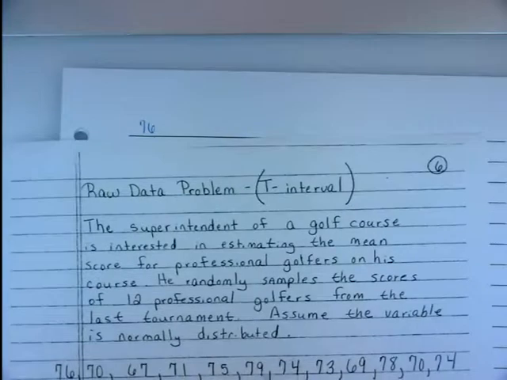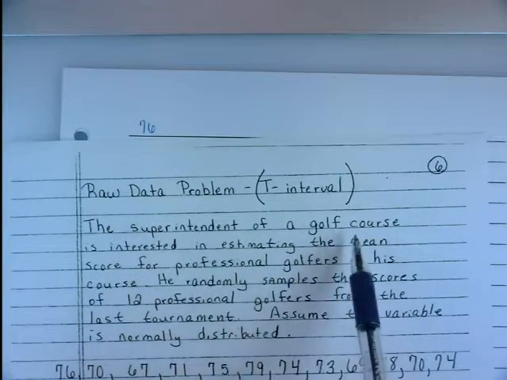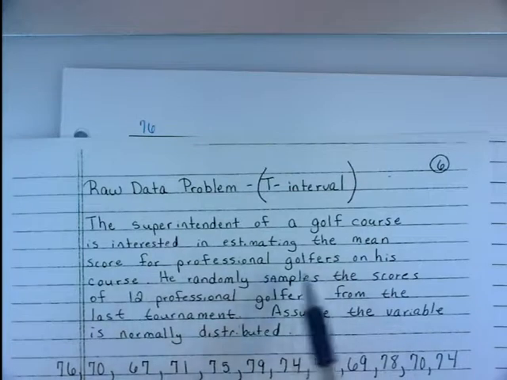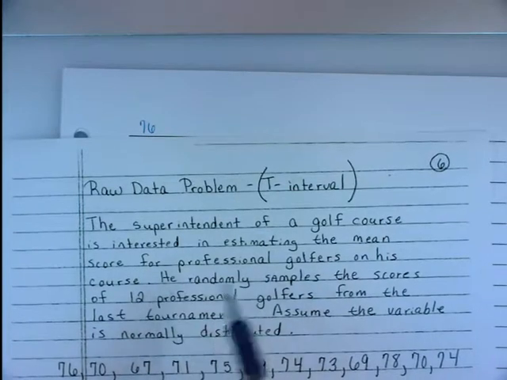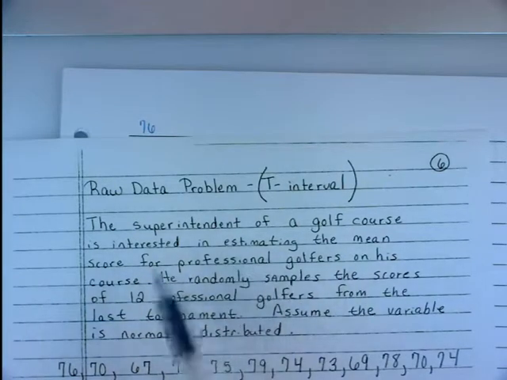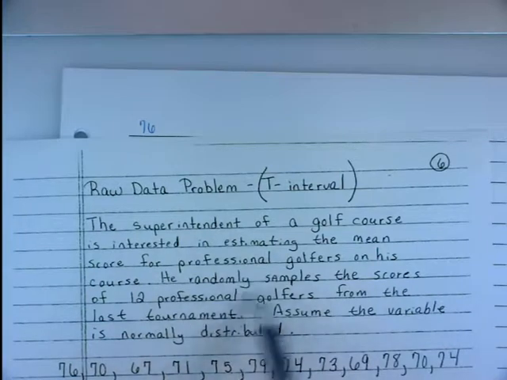Again, this is a problem in which we are given raw data. The superintendent of a golf course is interested in estimating the mean score for professional golfers on his course. And that would be the mean score for all professional golfers on his course, the entire population. So he randomly samples scores of 12. Sample size is 12. These are the scores below. We have to find the mean and the standard deviation.